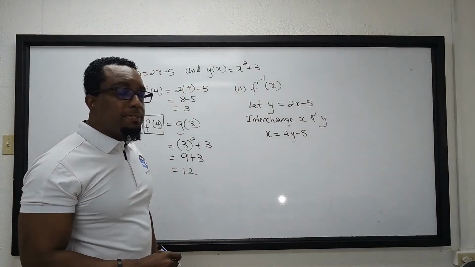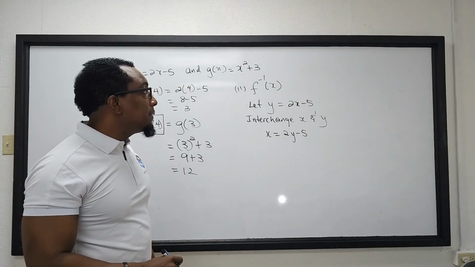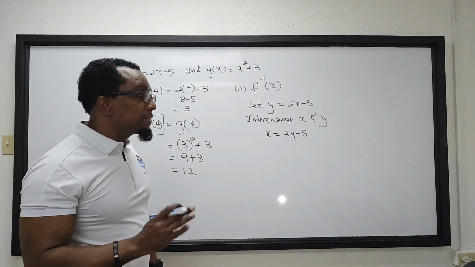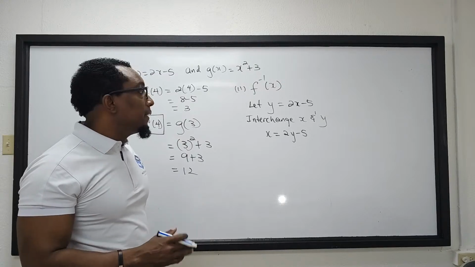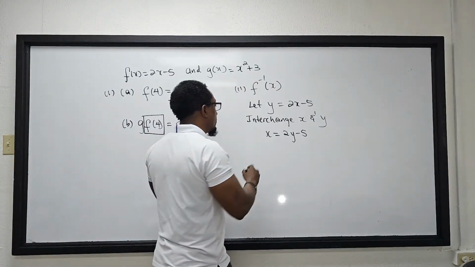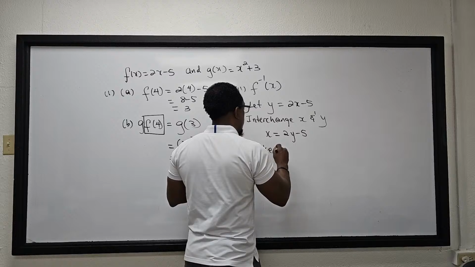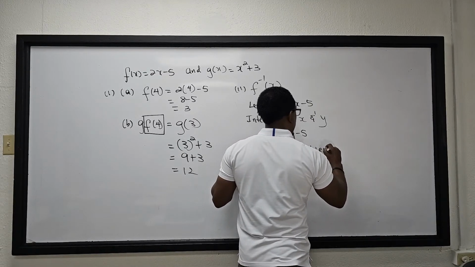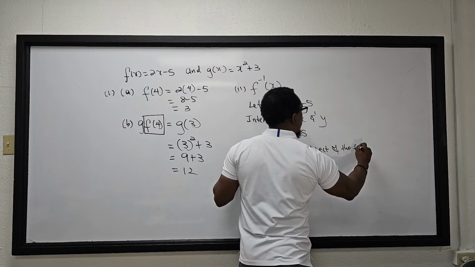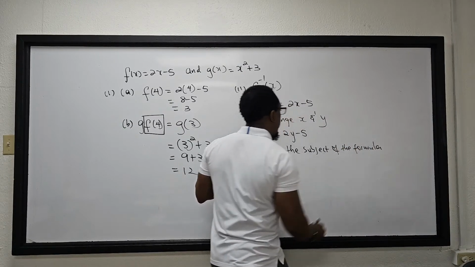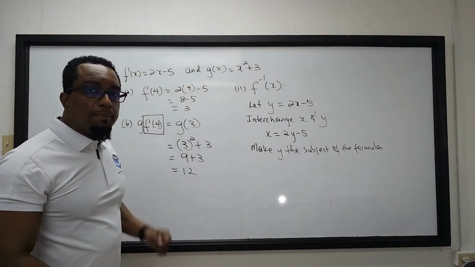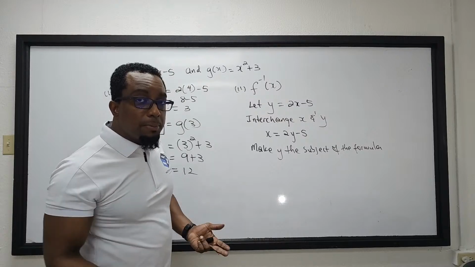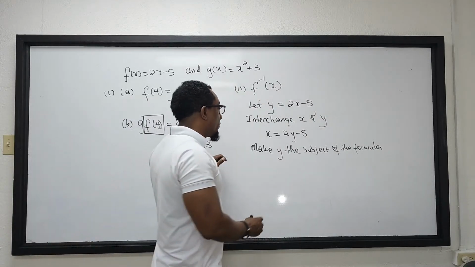So my first step is to let y be equal to 2x minus 5. My second step is to interchange x and y. And the third step is to simply make y the subject of the formula. So let's make y the subject of the formula, which means I have to make y standalone. This is where transposition will come into play. So what am I going to do?